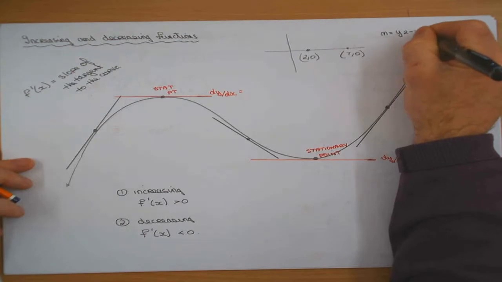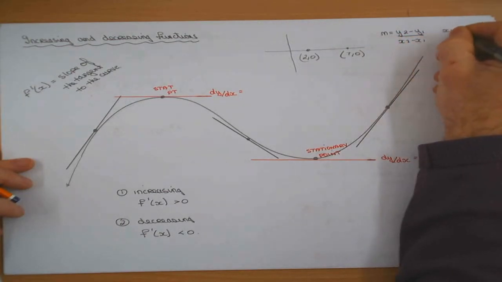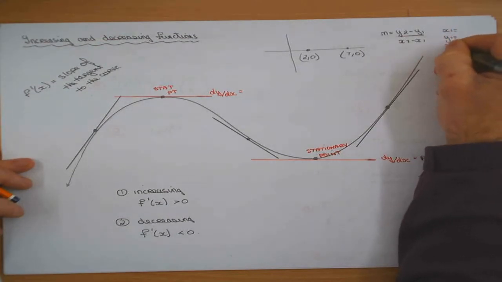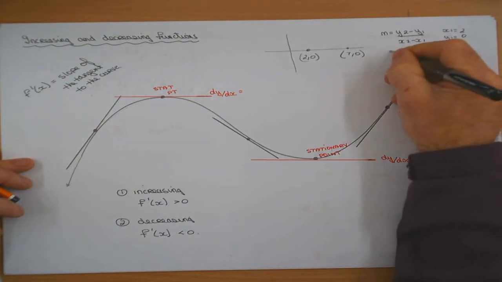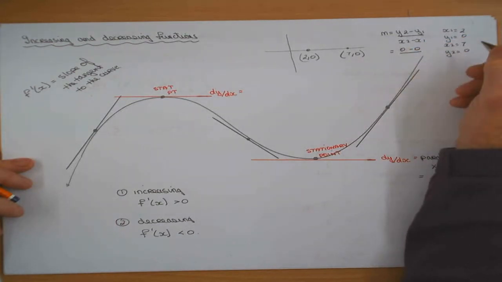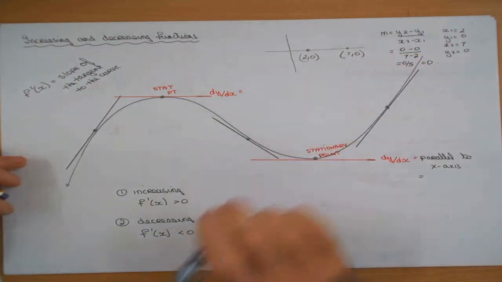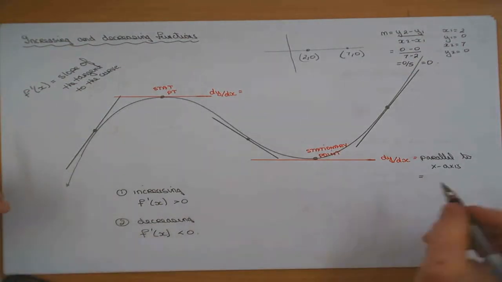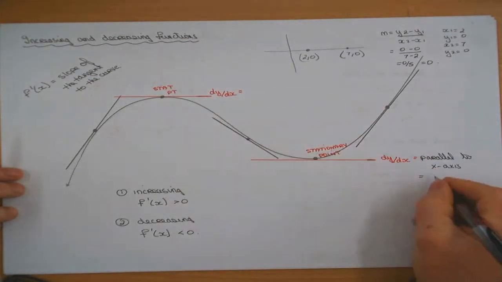y2 minus y1 over x2 minus x1, where x1 is equal to, y1 is equal to, x2 is equal to, and y2 is equal to the point (2, 0) and (7, 0). So it's 0 minus 0 over 7 minus 2, which is 0 over 5, so the slope is 0. So therefore, dy dx, what's the slope of the tangent to the curve at these stationary points? 0.